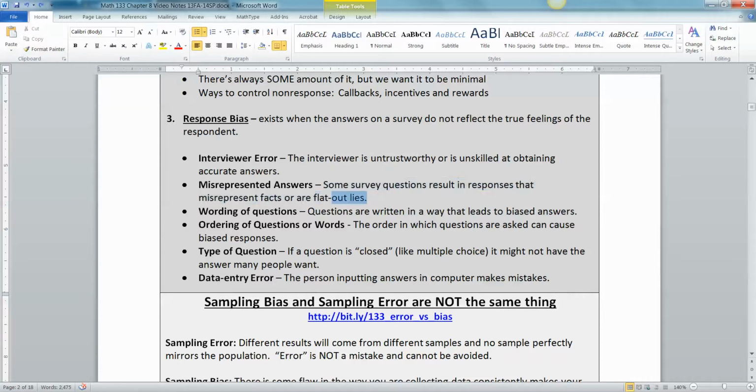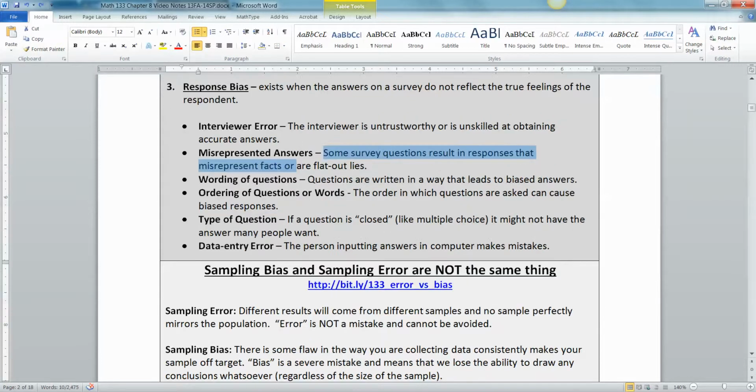People just won't tell you the truth because they don't trust you or whatever. And sometimes they ask you questions you just don't know the answer to, so you just make stuff up, right? That's particularly problematic if you don't have a way to just say, "I don't know." If survey questions always make you respond, but you don't know the answer, you'll just make stuff up.